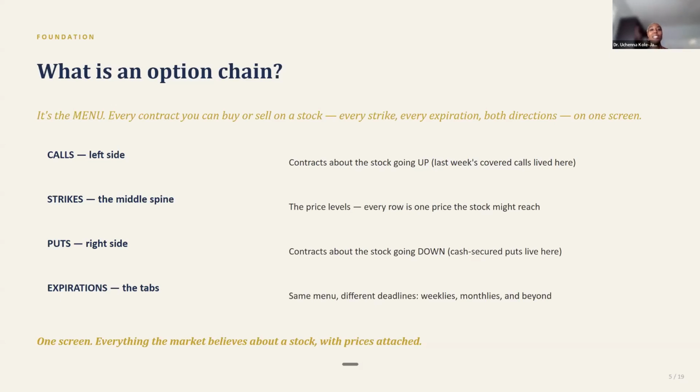And I'm going to give you a complete demo momentarily. And what is the middle spine? Those are your strike prices. Those are the price levels. Every row is one price that the stock may or may not reach. And of course, you have the expiration. Same menu, different deadlines: weeklies, monthlies, some of them are even dailies and beyond. Everything the market believes about a stock, with the prices attached.